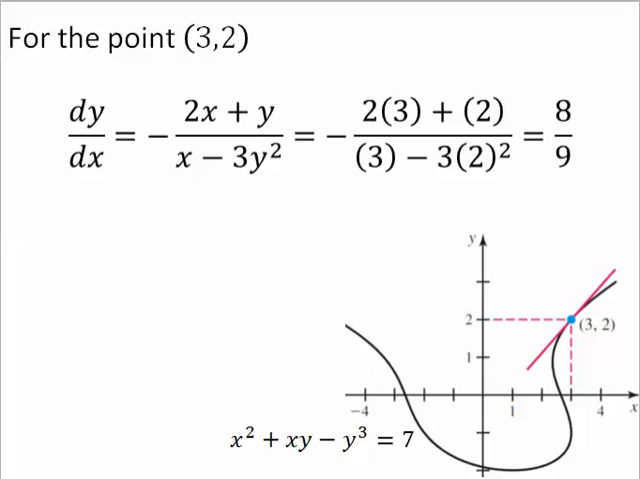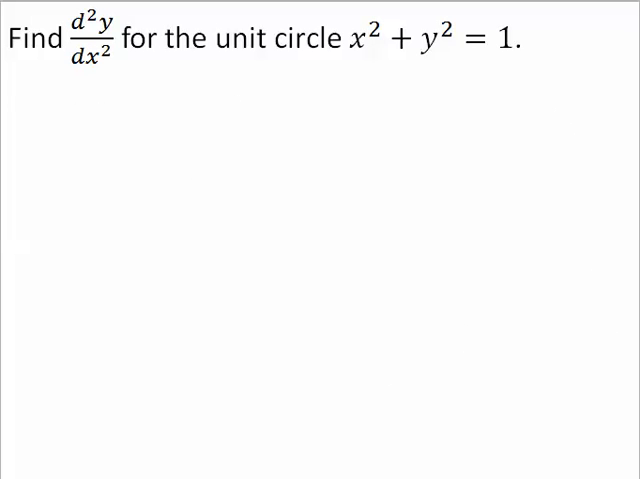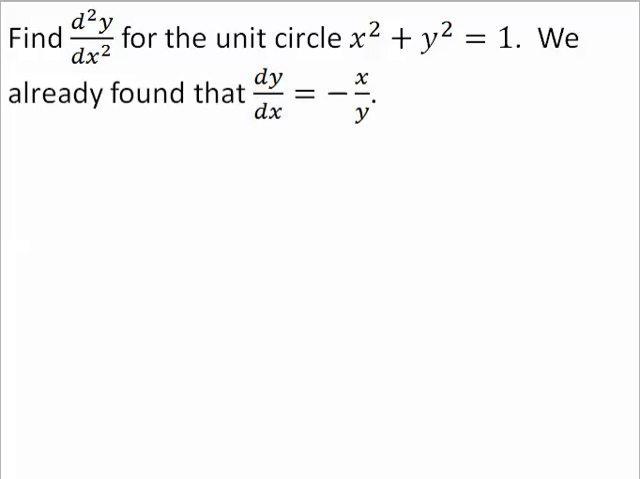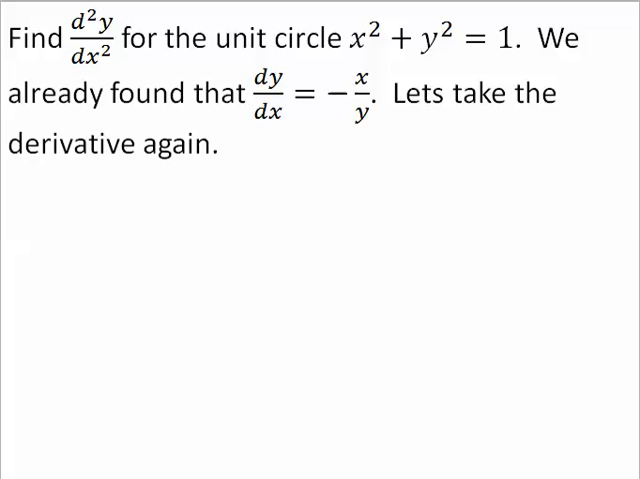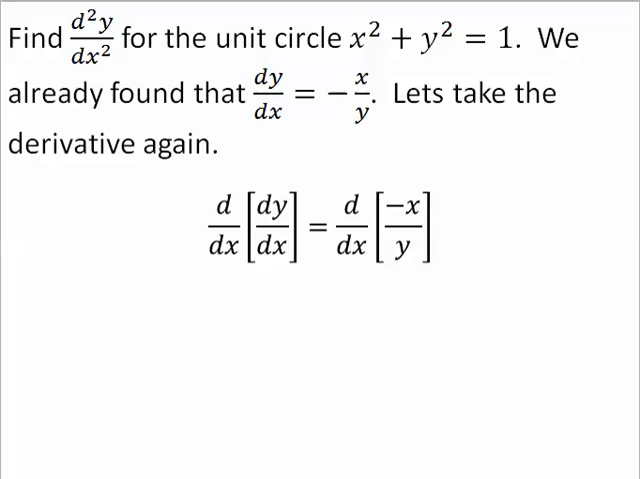Alright, just one more example before I leave you. Let's go back to the unit circle, and this time let's find the second derivative. Recall that we have already found the first derivative, so we'll start there. Take the derivative of the first derivative, and on the left-hand side, that's just going to be the second derivative. But on the right-hand side, I have to use the quotient rule.